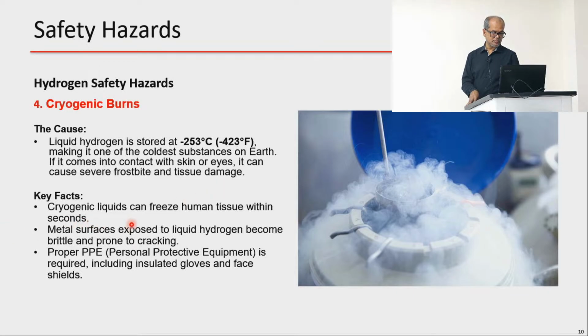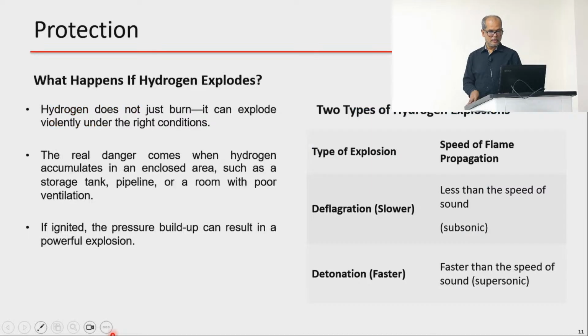Metal surfaces exposed to liquid hydrogen become prone to cracking as well, and that is why we need proper personal protective equipment, including gloves and a face shield, if you are really working and doing experiments with different forms of hydrogen.